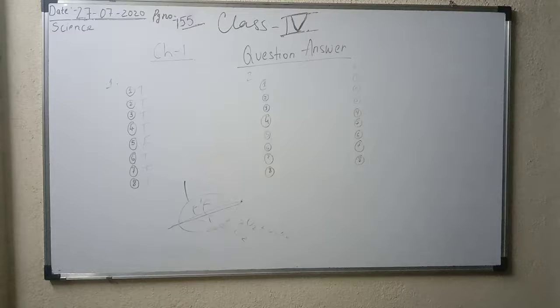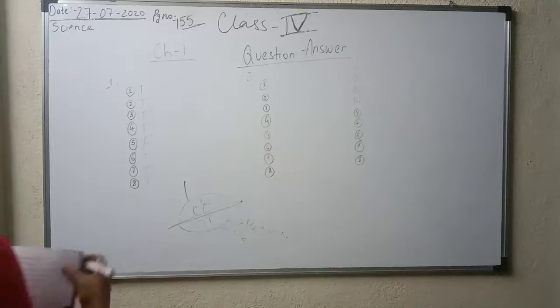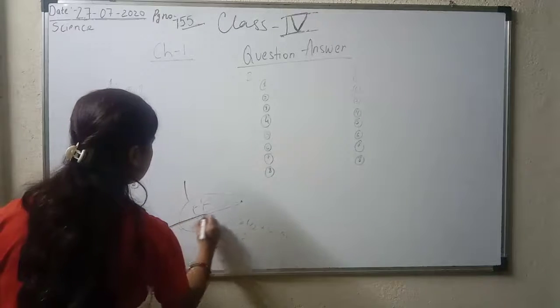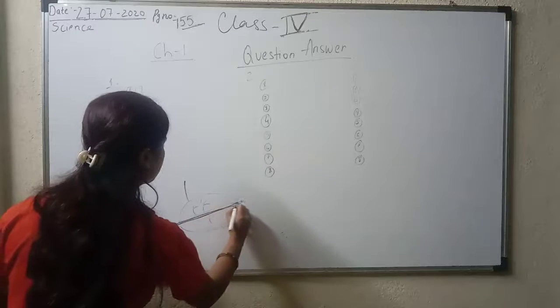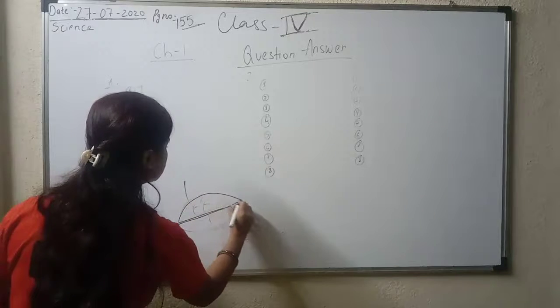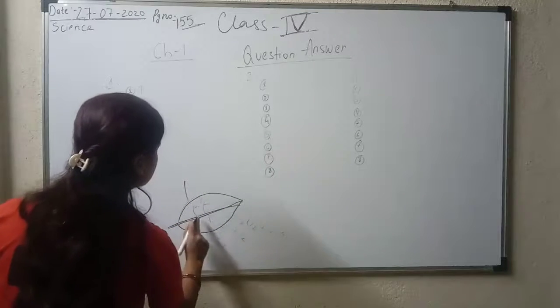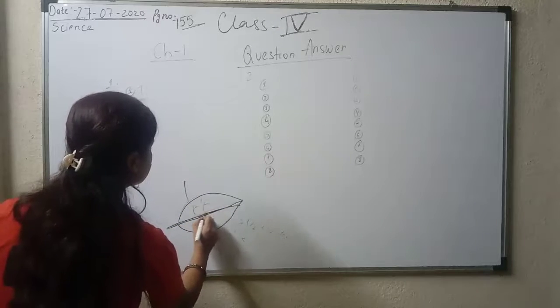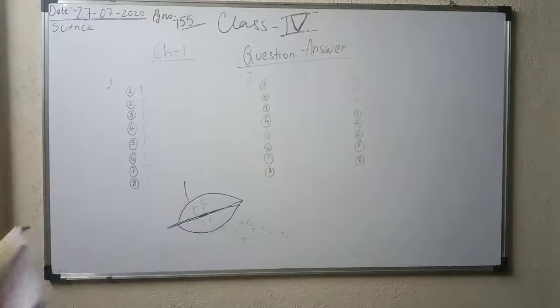The first statement is: the midrib runs from the stalk to the tip of the leaf. I have already shown you this picture in the last class also. This is a leaf, and this middle part that runs from the stalk to the tip of the leaf is called the midrib. It's a very thick part, that's why it is known as the midrib. So the first statement will be true.